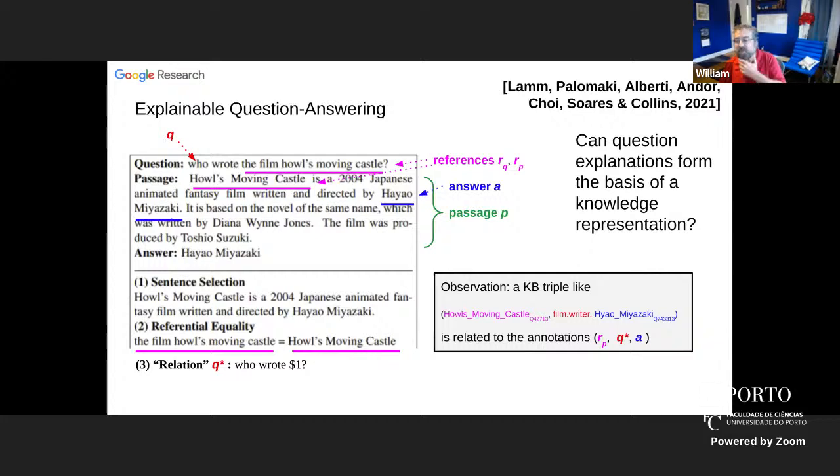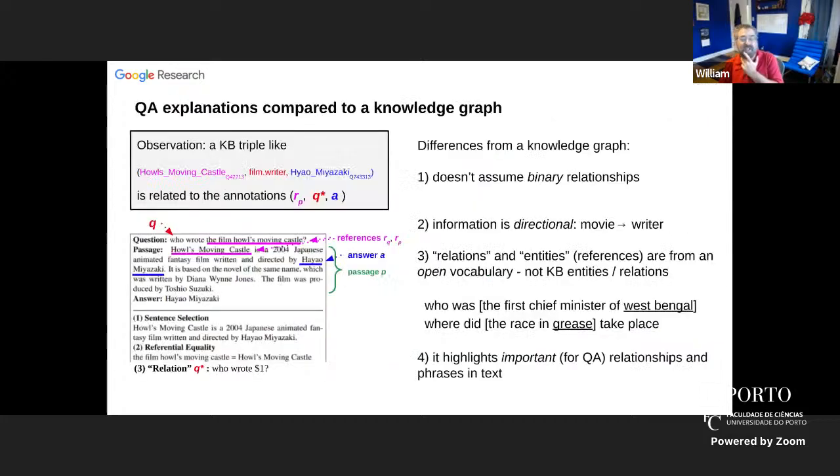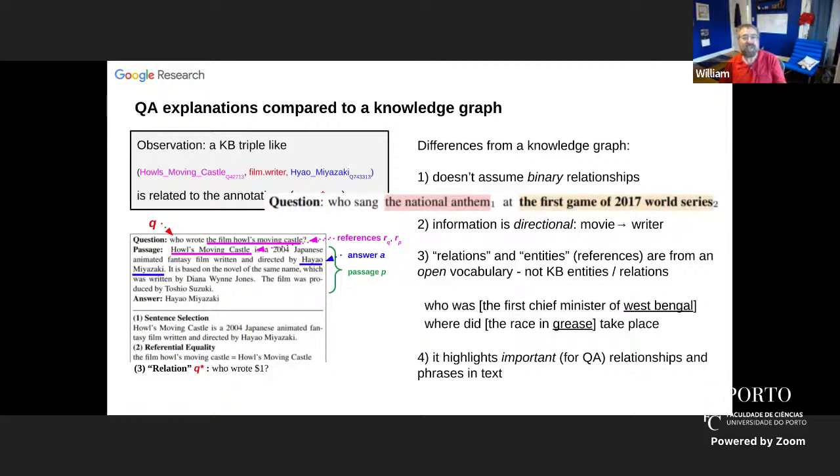So the question is, can these form the basis of a knowledge representation? And these are quite interestingly different from a knowledge graph. It doesn't just have binary relationships, because it's often the case you'll have something like, who sang the national anthem at the first game of the 2017 World Series? So these are 2 arguments, and there's a third thing, which is the answer, the singer. That's a 3-place relation. These are very common. There's a directionality to the input, like in Prolog, where you choose something as an index. There's a preferred directionality here, which is kind of nice.